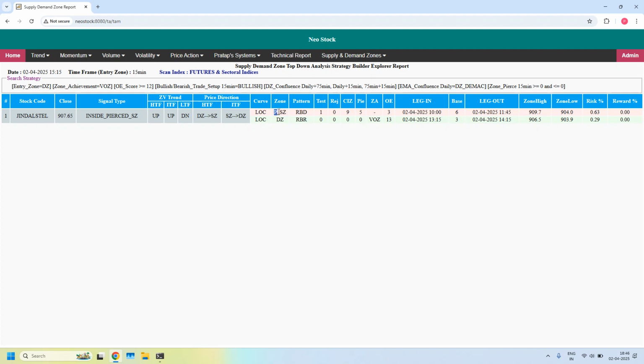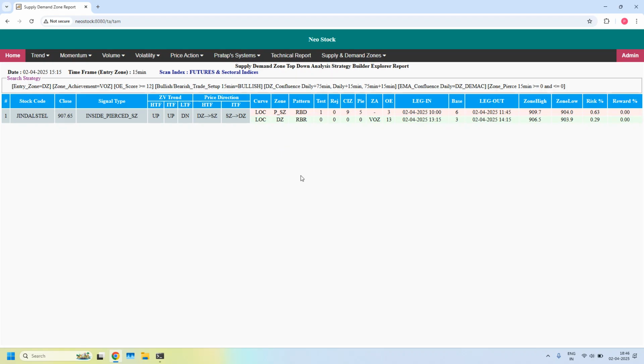And also this supply zone is pierced recently. That way this demand zone would have got the zone achievement. This is a bullish trade setup for daily income trade.